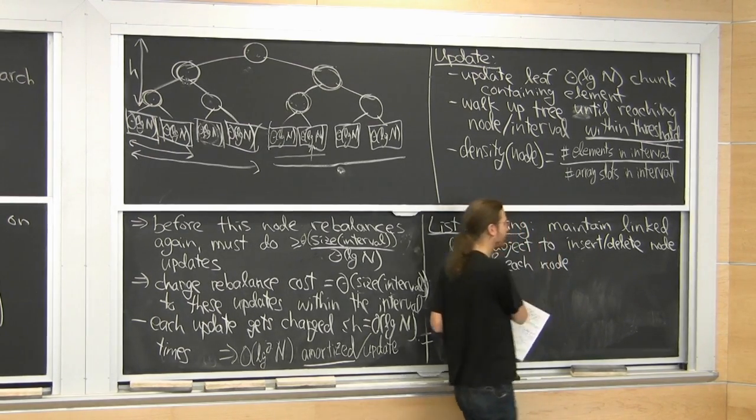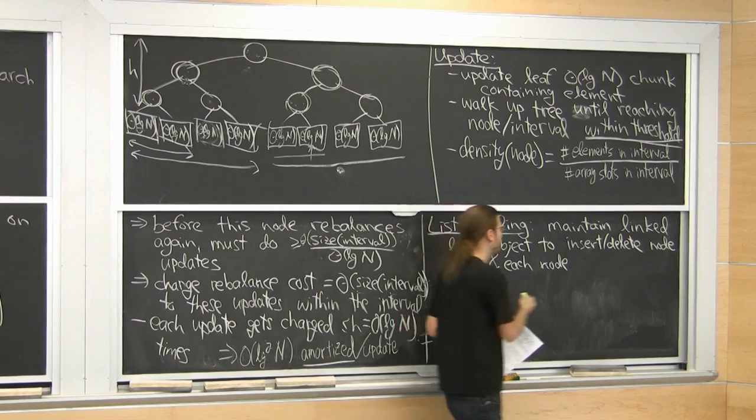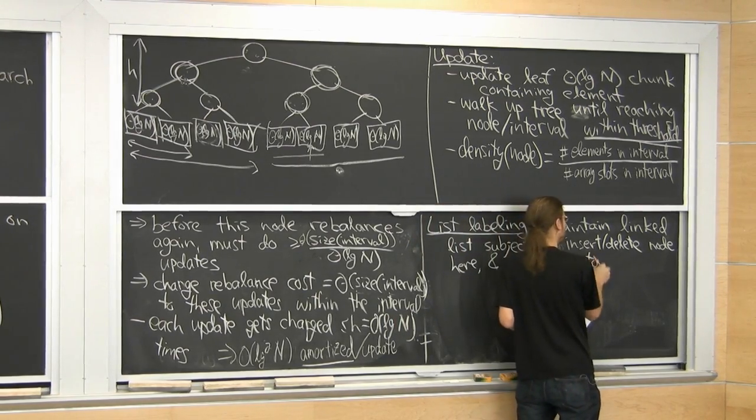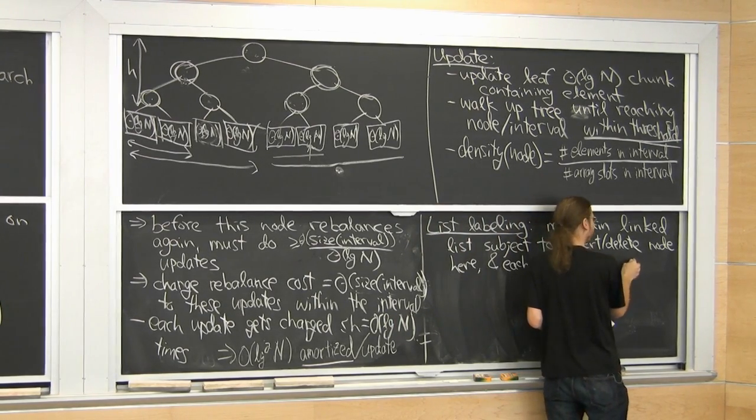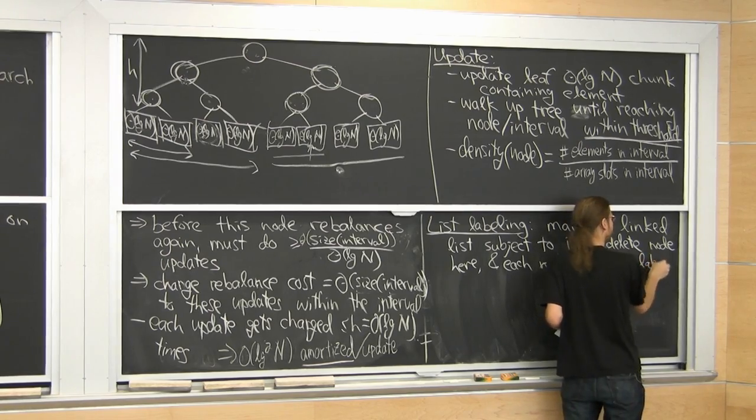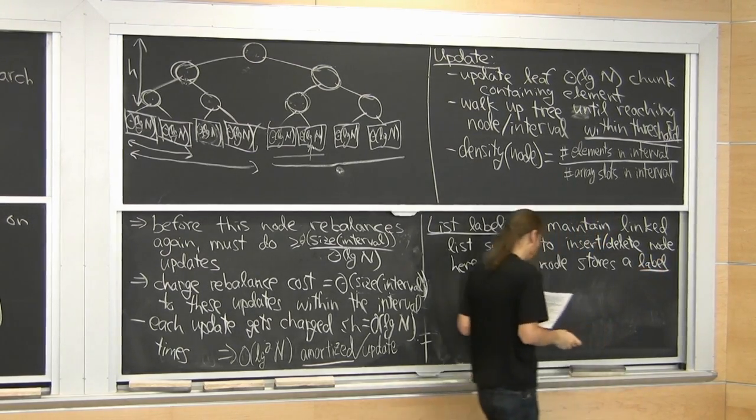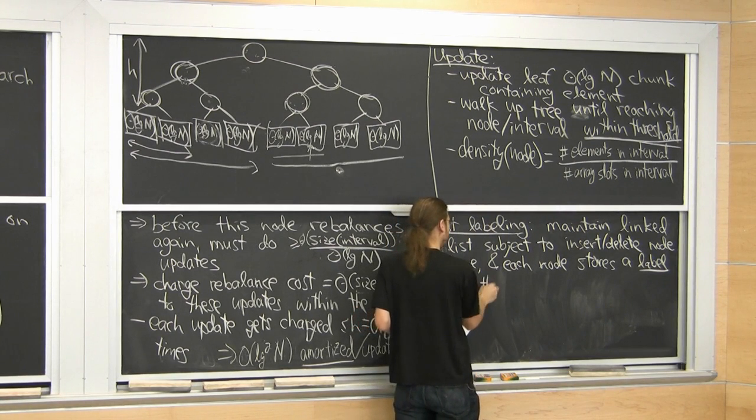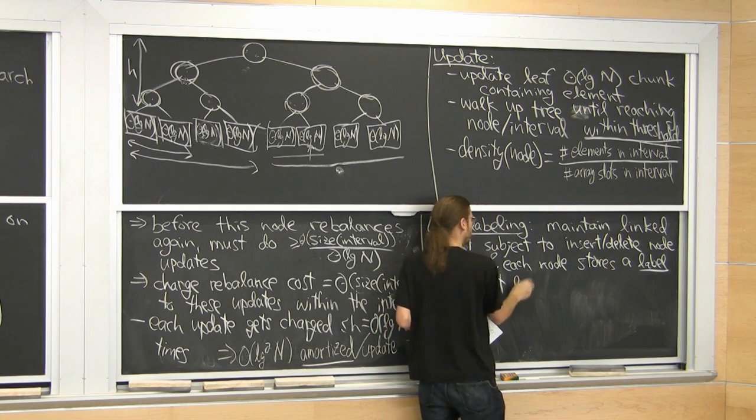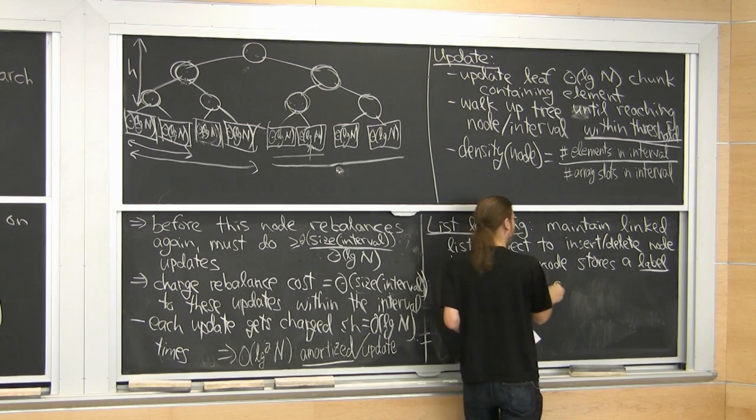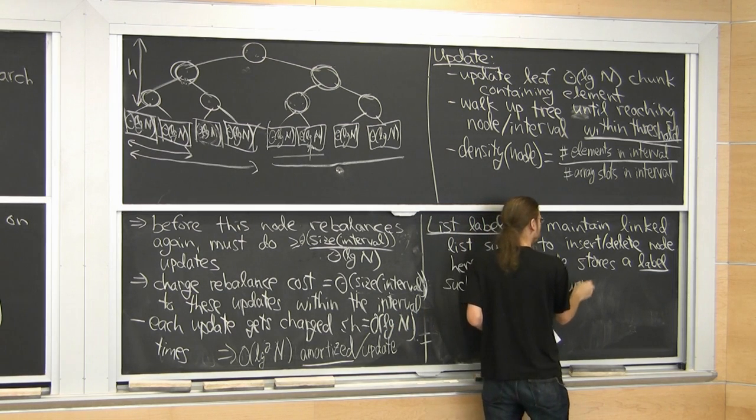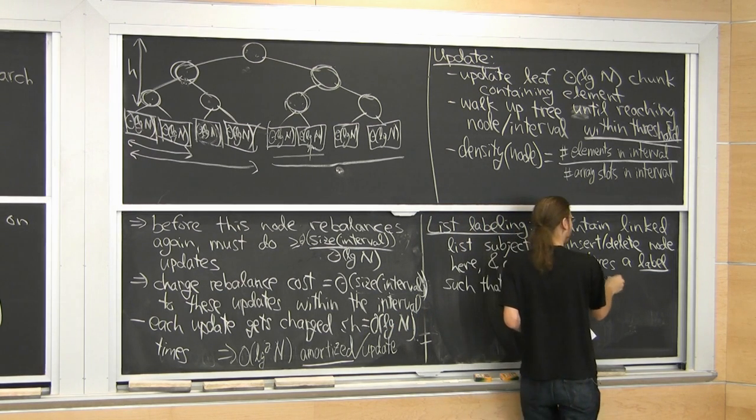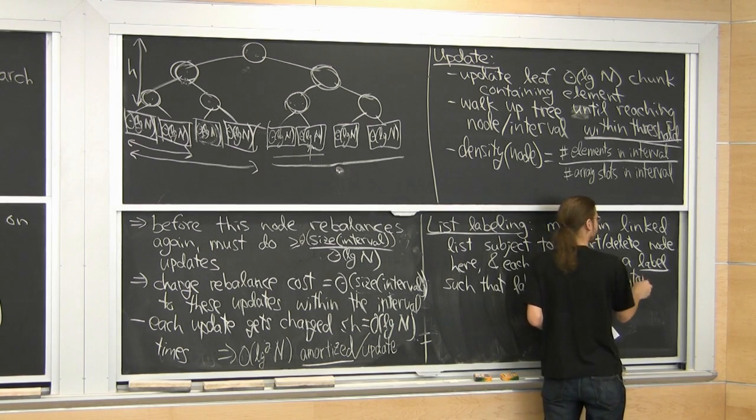So it's a dynamic linked list problem like we've seen before. And each node at all times stores a label such that labels are always monotone down the list.